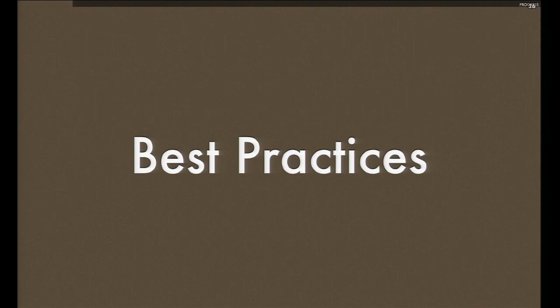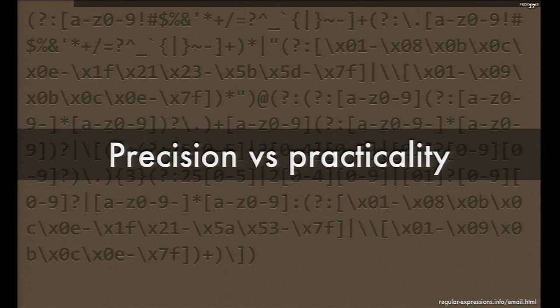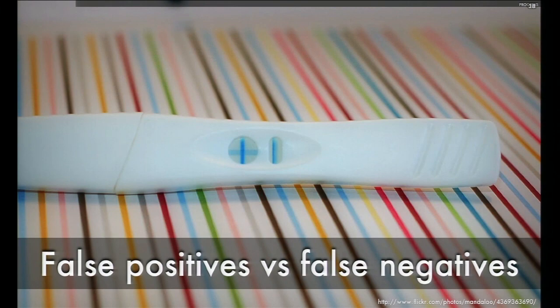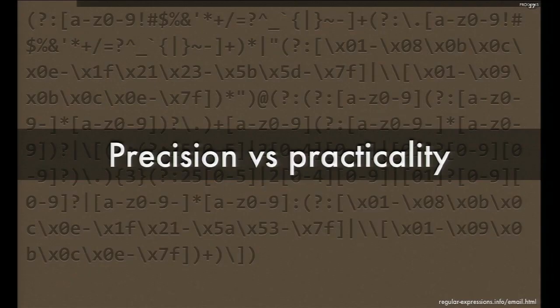So to wrap up, some best practices. Like I said many times throughout this talk, sometimes practicality wins over precision. Sometimes you need to accept the fact that you will allow some false positives or some false negatives. Otherwise, it will drive you crazy. This regular expression at the end is what you need to use to match email addresses if you want to be really, really precise. Is that practical? I don't think so. That's huge. I don't think any sane developer would actually use this.